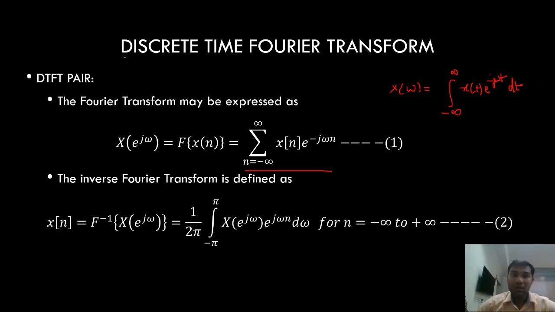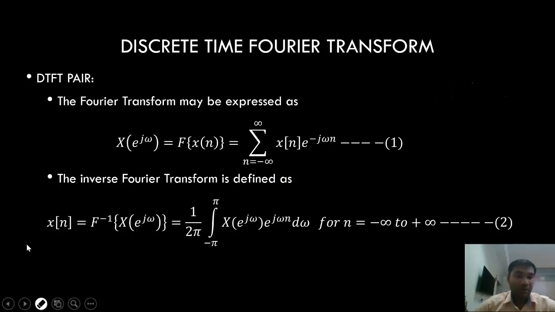Since now we are only concerned about discrete time signals, instead of x of t I have x of n, instead of j omega t I have j omega n, and the integration is now changed to summation, a summation from minus infinity to plus infinity. That is the only difference. That is the forward Fourier transform, or the forward discrete time Fourier transform.